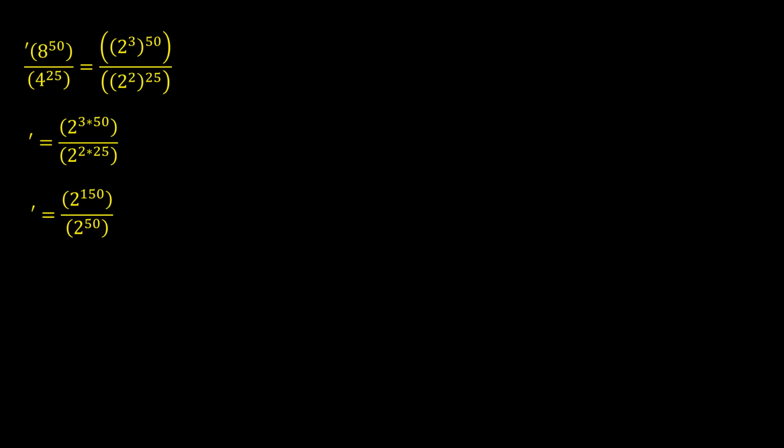Simplifying the exponents, we get 2 to the power of 150 divided by 2 to the power of 50. Using the quotient rule for exponents, we subtract the exponents. So we have 2 to the power of 150 minus 50. Simplifying the exponent, the result is 2 to the power of 100.